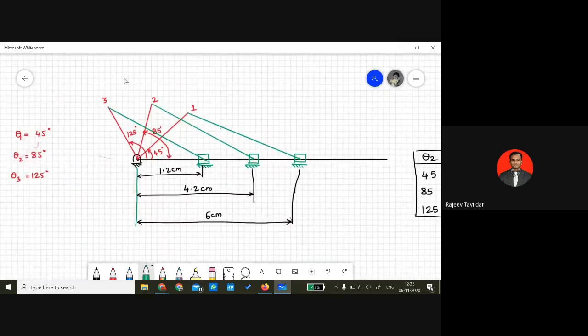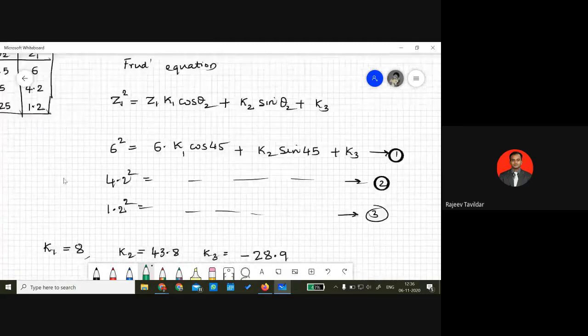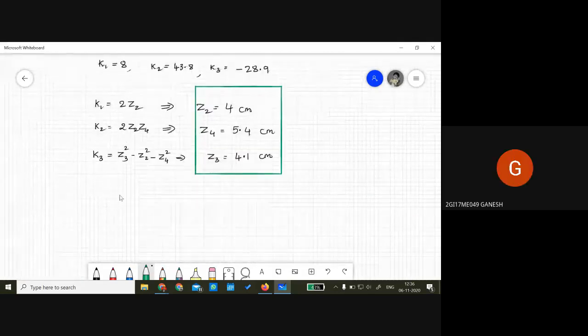In this diagram, what I've drawn, you have to bring it in this format, wherein I'll come to know 3 values of theta 2 and 3 values of Z1. That is S1, S2, and S3. So this is our ultimate objective. Any problem should be brought into this format, and only then you can directly substitute this in Freudenstein's equation and get the values. I hope it's clear. Yes, sir.